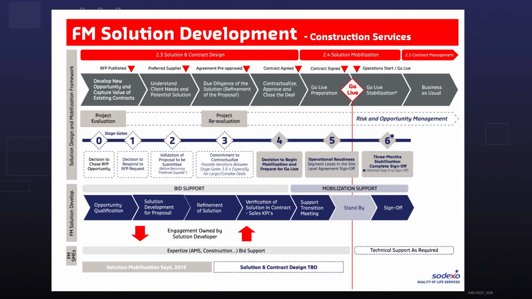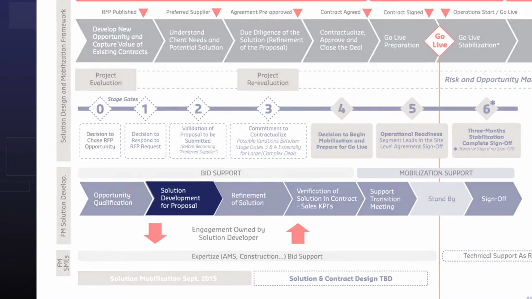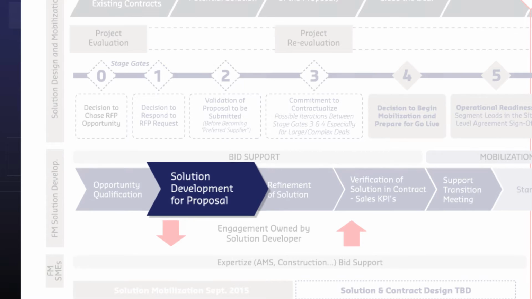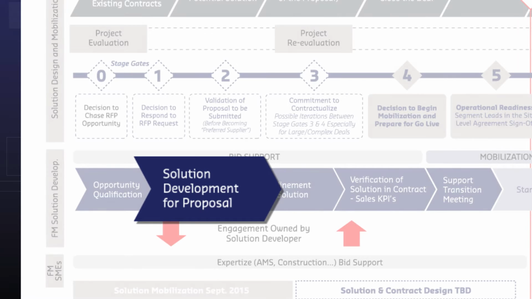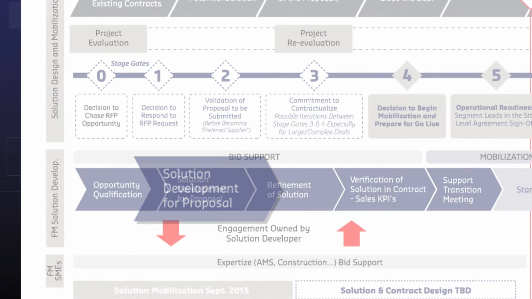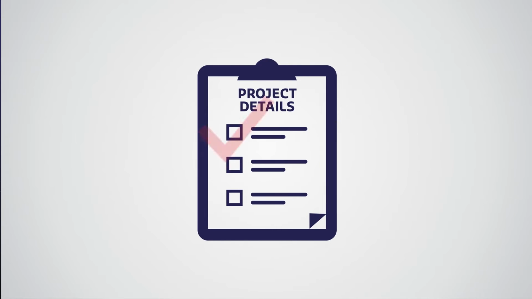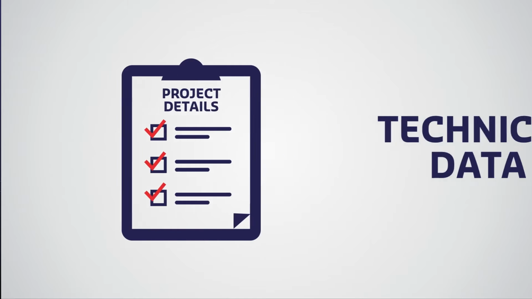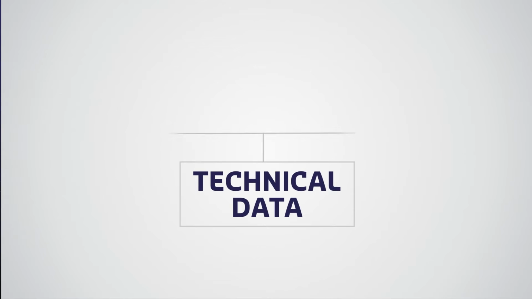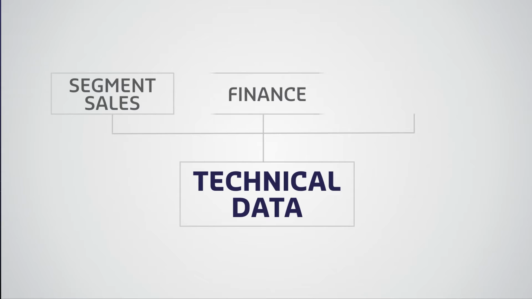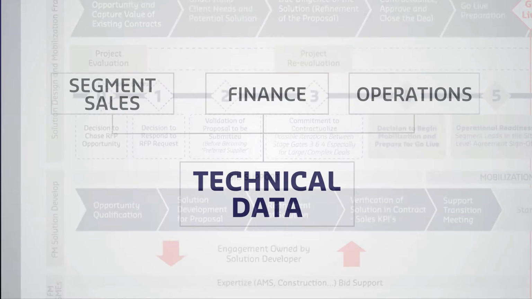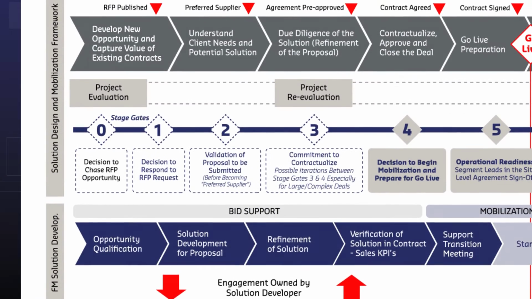The construction team will have their solution development team lead the technical evaluation of the project with site visits to determine the technical data from the client site to develop a solution. The construction project management team also reviews the details to ensure we have the necessary resources to deliver the project. This technical data is shared with segment sales, finance, and the operations team for them to use in our proposal.